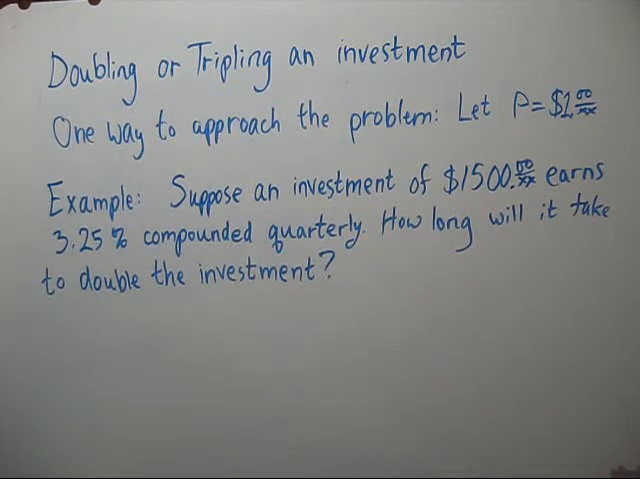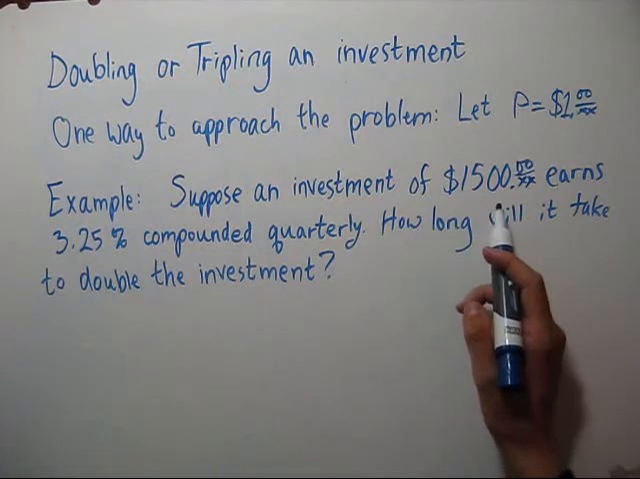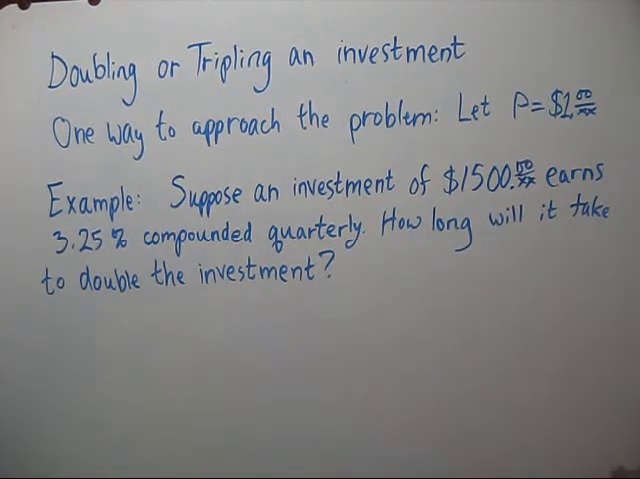Sometimes problems ask for how long an investment will take to double or triple. One way to approach these problems is just to let your principal, or your initial amount, be $1. It's a nice number. So let's do an example. Suppose an investment of $1,500 earns 3.25% compounded quarterly. How long will it take to double the investment?